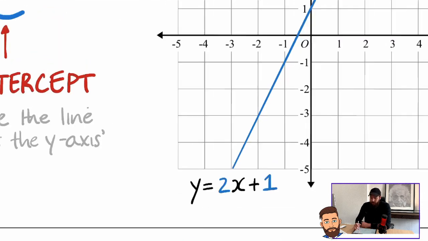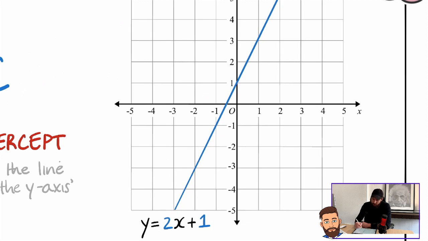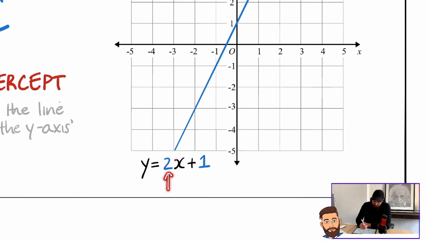And from prior lessons, if the gradient is 2, that means every time you go across 1, you go up 2. Across 1, up 2 to create the line. So the gradient here, we could look at that equation and say, look, what's in front of the x? 2. That means the gradient m is 2. And what's this plus 1 on the end?